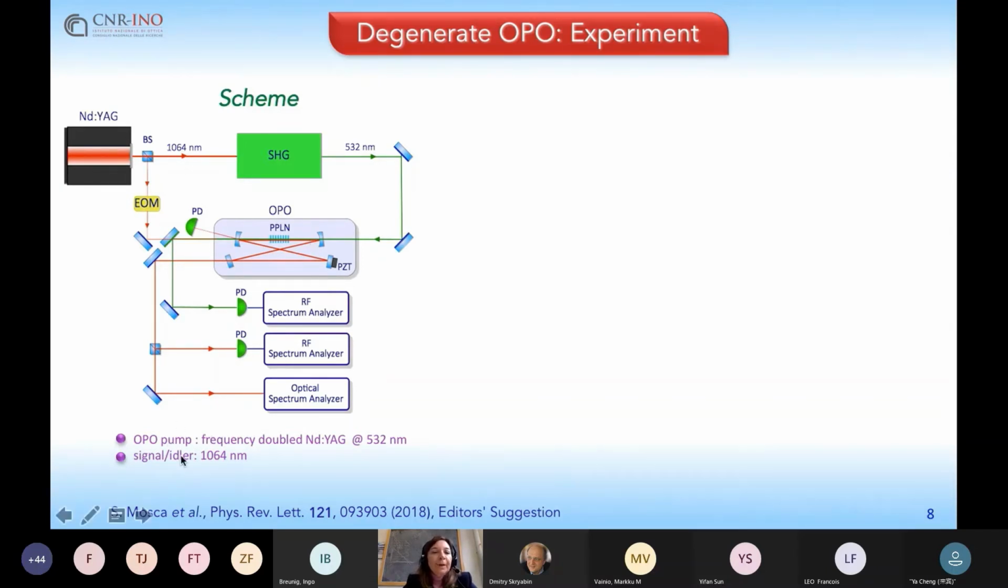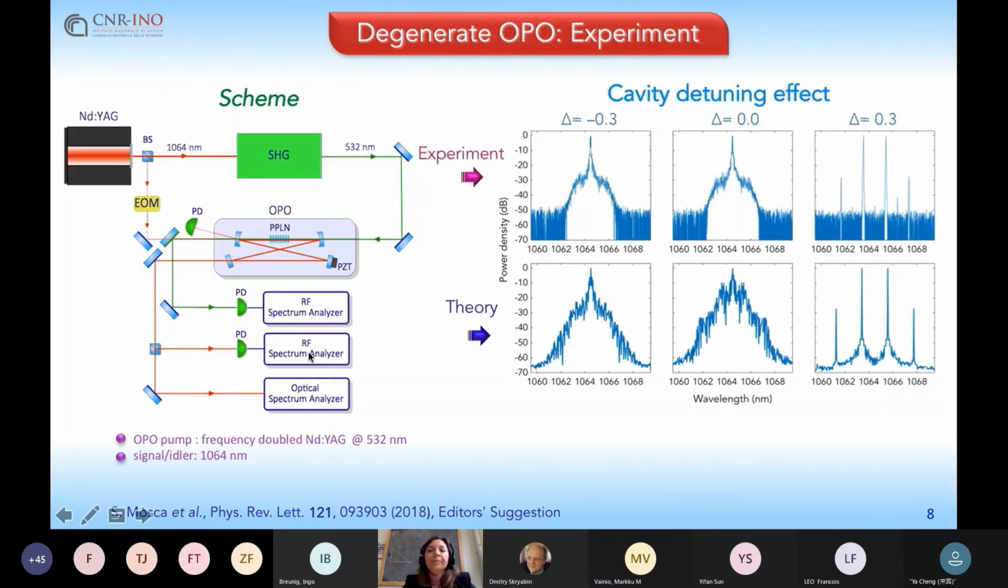And the OPO is pumped by a frequency doubled neodymium YAG laser at 532 nanometers and emits the degenerate frequencies of signal and idler at 1 micron. Even in this case, the cavity length is controlled by a piezoelectric actuator, and we have different diagnostic systems to observe the frequency combs. And these are the experimental results.